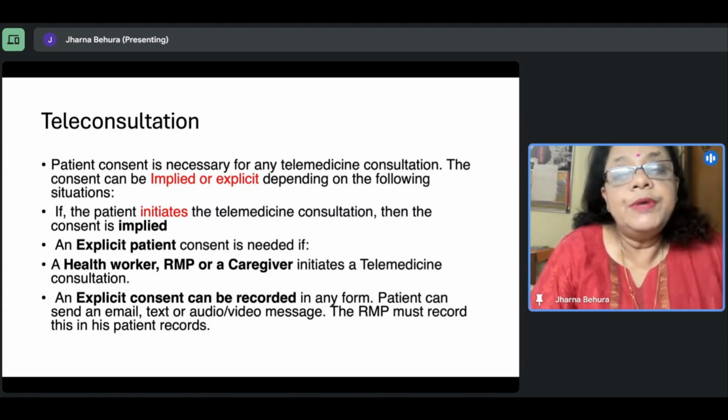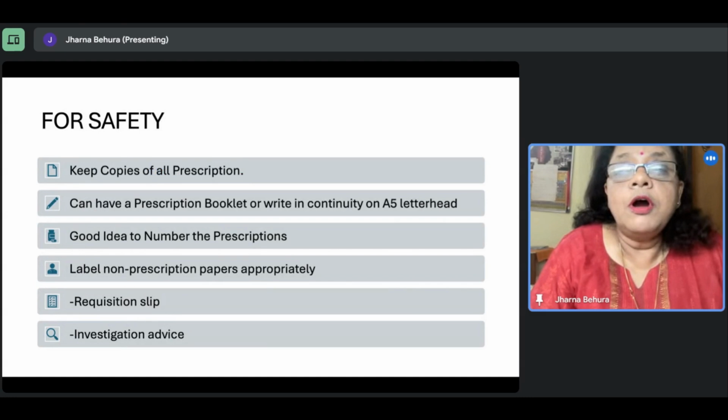An explicit consent can be recorded in any form. Patient can send an email, text, or audio message. The RMP must record this in his patient's record. For safety, keep all copies of prescription for at least 3 years. Can have a prescription booklet or write in continuity on an A5 letterhead. Good idea to number the prescriptions, because in the court, whenever there is a case, the patient might just present a few prescriptions and say that the middle prescriptions are missing. So it's better to number the prescriptions.